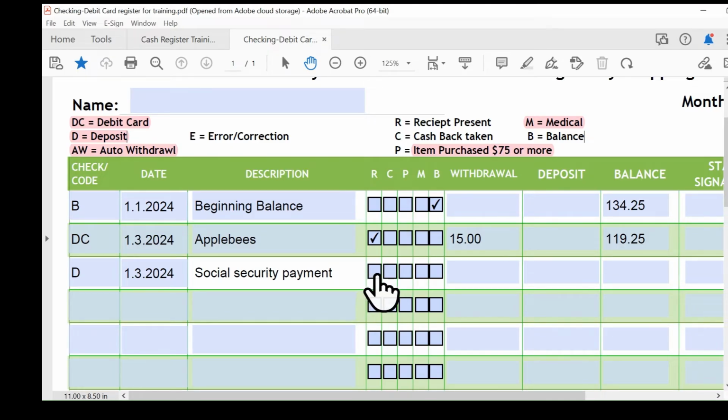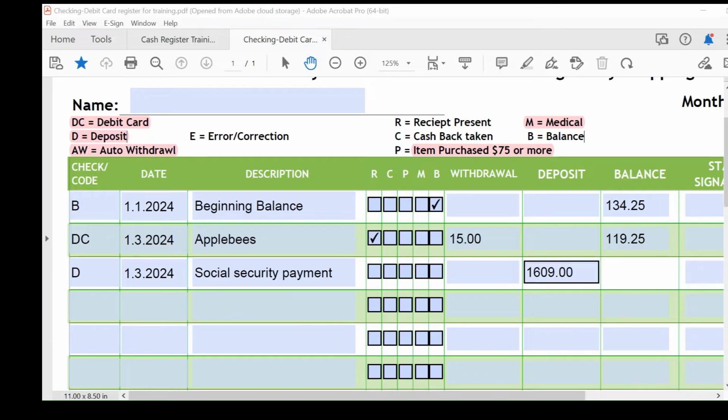We don't need a receipt for that. None of these actually apply because this is a deposit. But we're going to go over here, into this deposit column, and we're going to make the deposit. So let's say the person got 1609 deposited into their account, and then you're going to come over here.